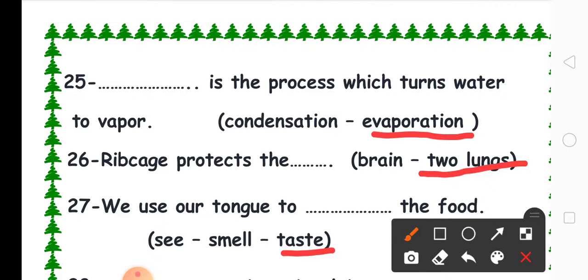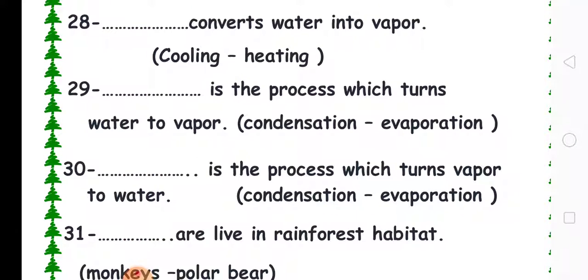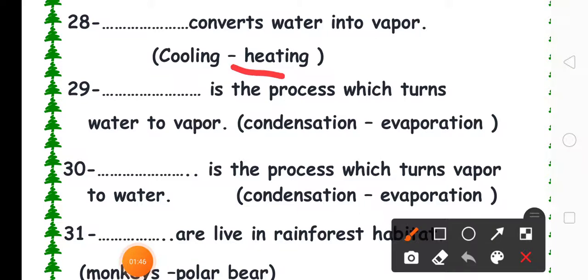Okay, Junior 3. Okay, 28, which converts water to vapor? When water changes to vapor, that's called evaporation. That's by heating. The process which turns water to vapor, from water to water vapor by heating, is called evaporation. But the process which turns vapor to water is called condensation.